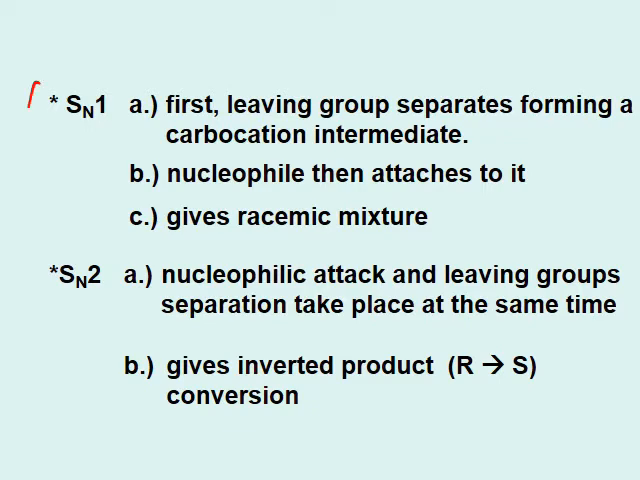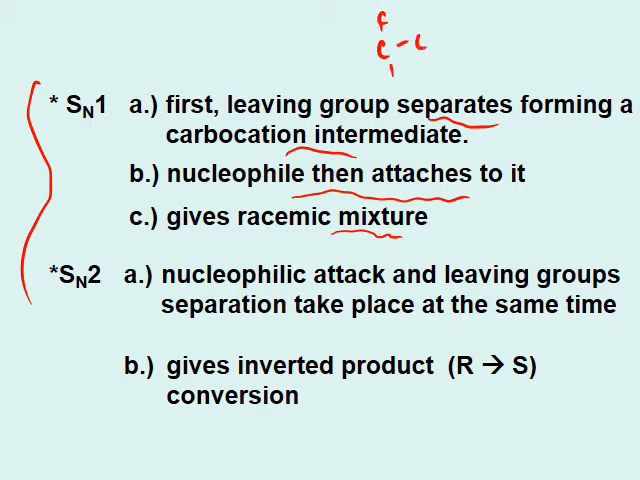So here I'm summarizing this. SN1: first the leaving group separates, forming a carbocation. The nucleophile then attaches to it. Nucleophile means the ion that is attracted to positively charged species, like in this case OH minus. It gives a racemic mixture. Racemic mixture means, let me give you this example again. Say I have a carbocation formation like this. This is a flat carbocation. It's not going to look like this. Remember, it's sp2 hybridization, with 3 pairs of electrons. It would look like this.